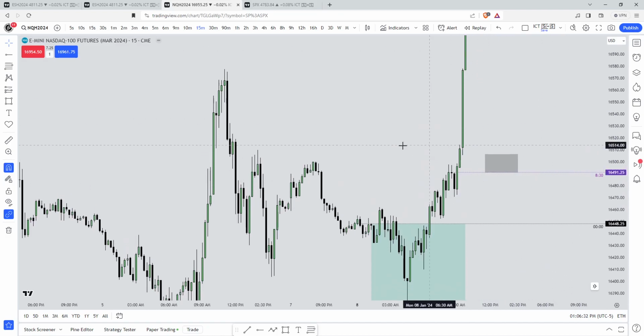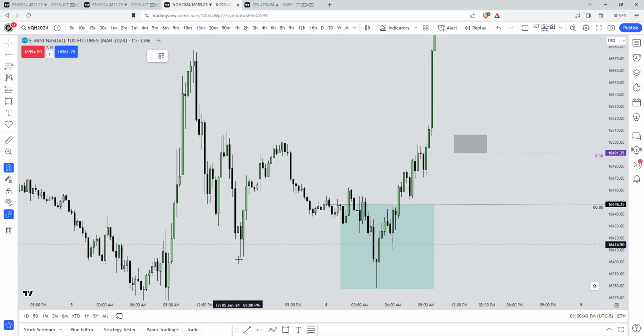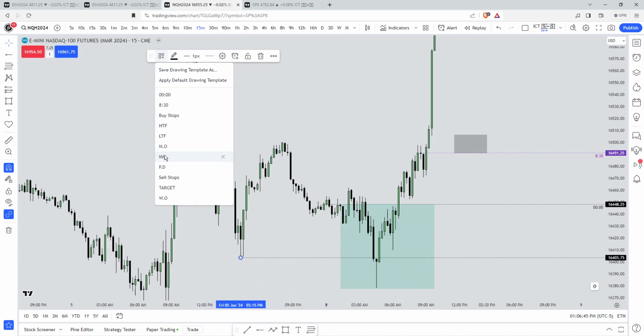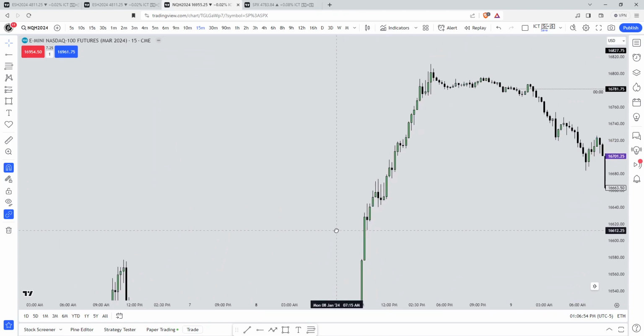I typically would recommend using a 5-minute and above for trying to frame the low of the day, because if you're looking at a 1-minute in here, you'll see so many tiny changes in the state of delivery. Remember, we're looking for those changes in the state of delivery at key areas. So we have the sell side liquidity here. Price manipulates beneath there. You get a 15-minute change in the state of delivery. That puts in the low of the day.